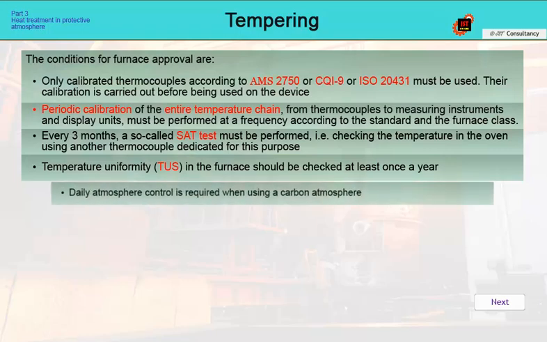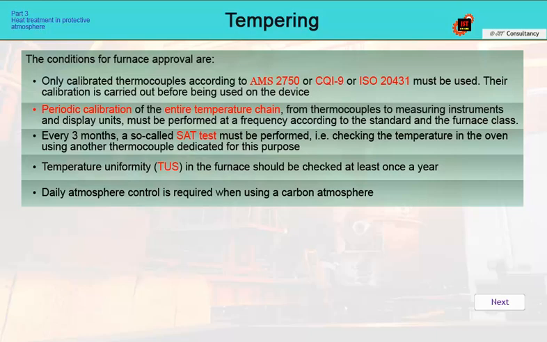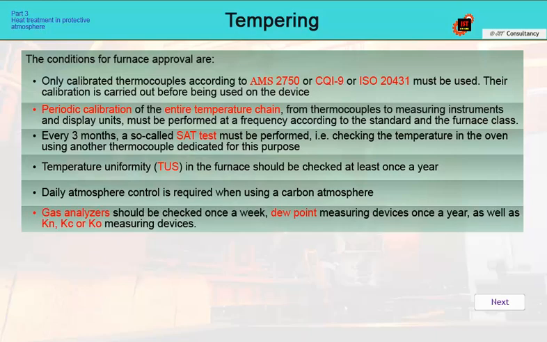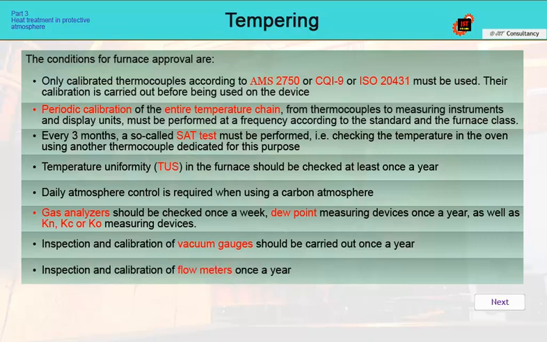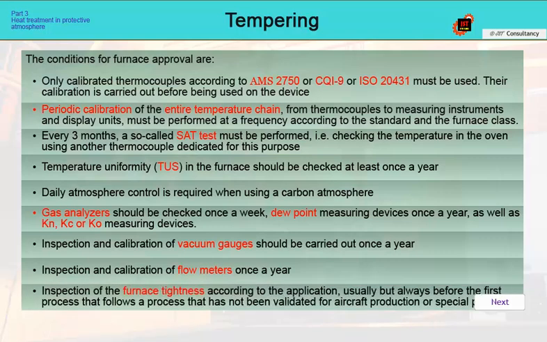Daily atmosphere control is required in the case of using an atmosphere with carbon. Gas analyzers should be checked once a week. Dew point measuring devices once a year, as well as meters for measuring the content of nitrogen, carbon, or oxygen in the atmosphere. Inspection and calibration of vacuum gauges should be performed once a year. Inspection and calibration of flow meters once a year. Inspection of the furnace tightness according to the application, usually but always before the first process that follows a process that has not been validated for aircraft production or special production.